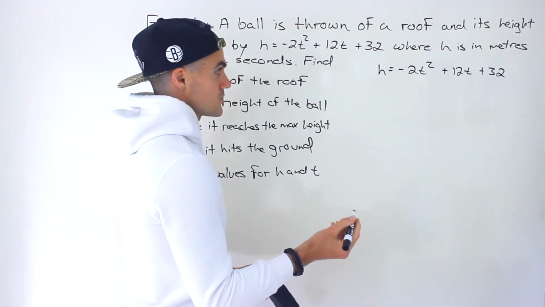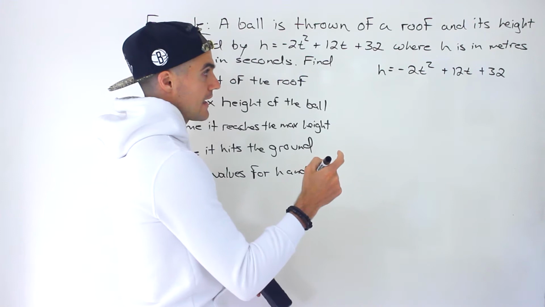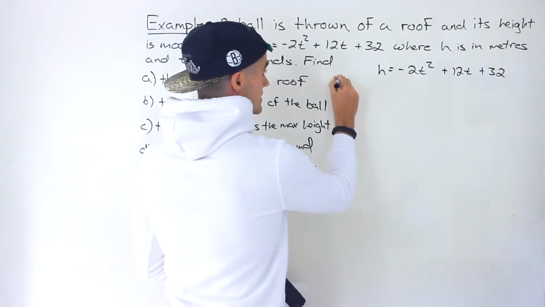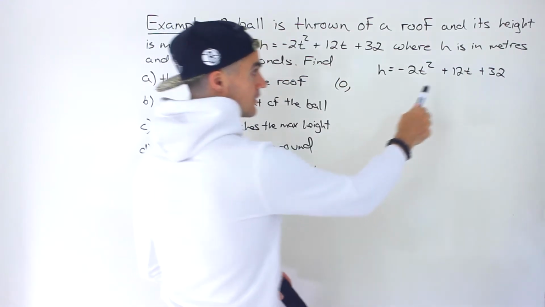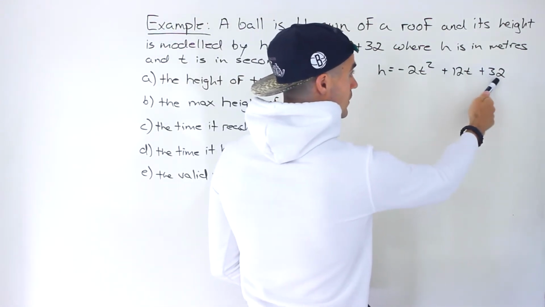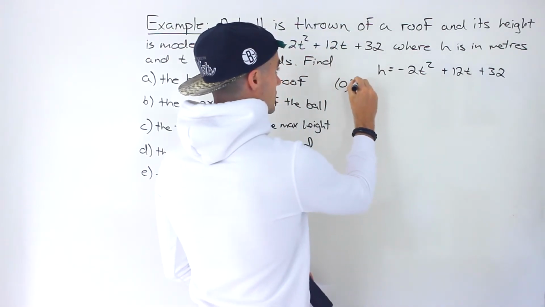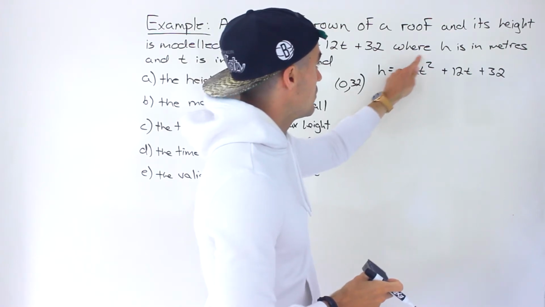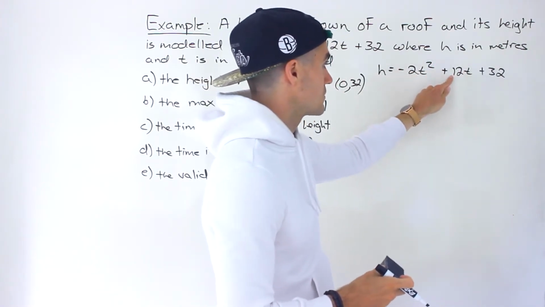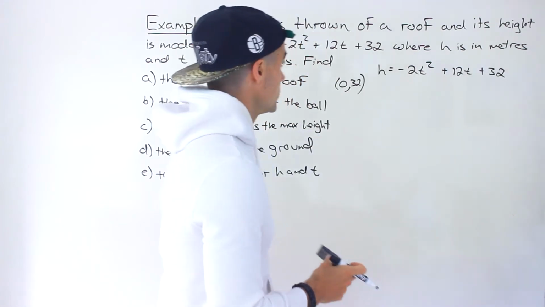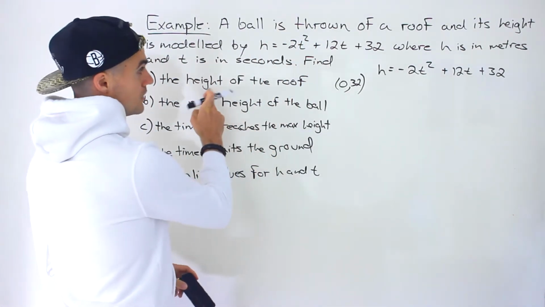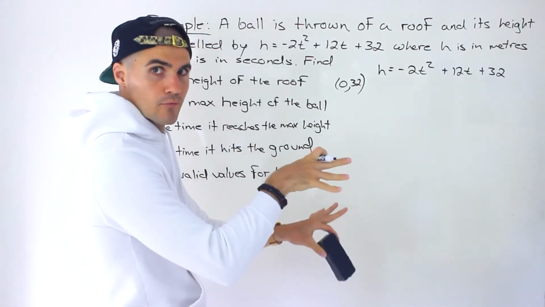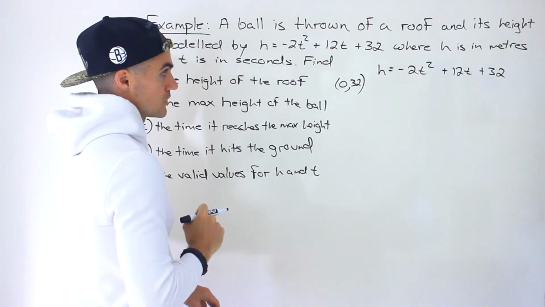What are some characteristics we can get? Well, we can get the y-intercept, or the h-intercept. We plug in 0 for t, and because this is in standard form, the h-intercept is going to be the c value. If we plug in 0 for t, this expression goes to 0, this expression goes to 0, and we're just left with 32. That's actually the answer to part A: how high the roof is. But let's draw the diagram first, and then we'll go into answering the questions.